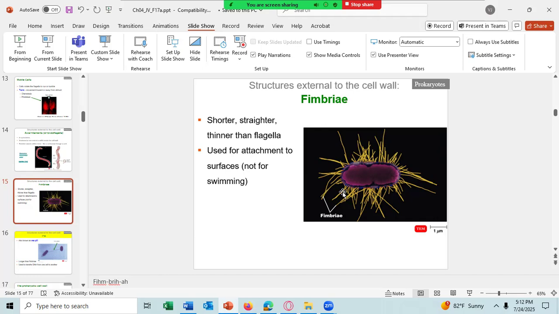And so some bacteria that are good at attaching to medical equipment or something like that, they have fimbriae. And then some human pathogens have fimbriae, which attach to the human receptors on our cells.